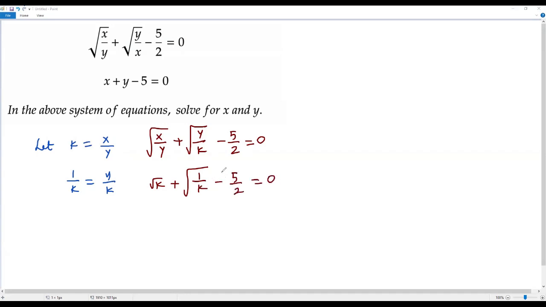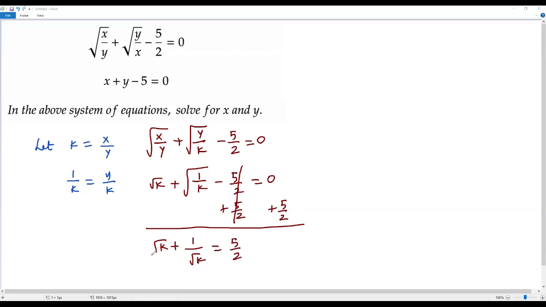Here let me keep the terms which contain k on the left side and the constant on the right side. That is, we have to get rid of this 5 over 2. For that, we have to add 5 over 2 to both sides of the equation. Let me do it. So when I do so, the positive and negative values will cancel out, and we have square root of k plus the square root of this fraction. I can distribute the square root to the numerator and denominator. The square root of 1 in the numerator is still 1, and for the denominator I'm just getting square root of k. So we get square root of k plus 1 over square root of k equals, on the right side, 5 over 2.